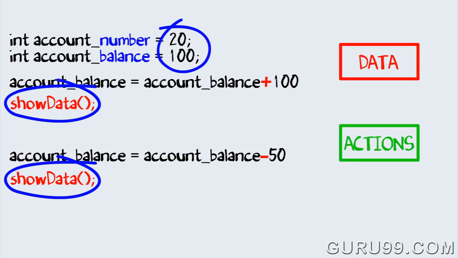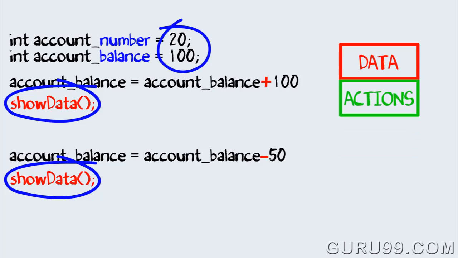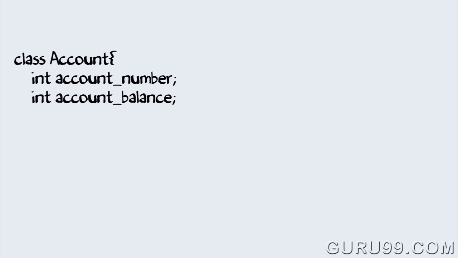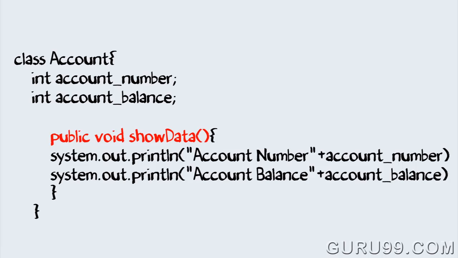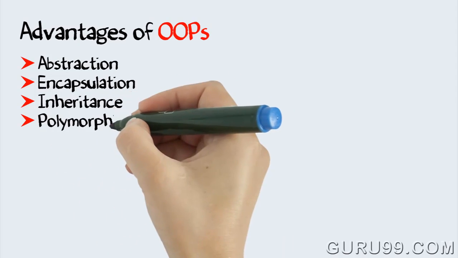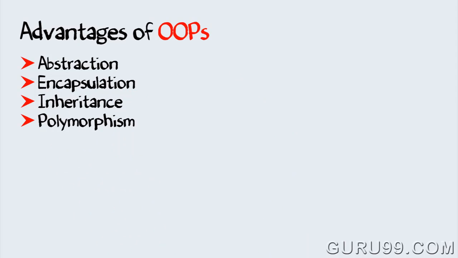Thought leaders in software development came up with an idea to combine data and actions together. Hence the birth of object-oriented programming, commonly called OOPS. The same code in OOPS will have some data and the actions to be performed on that data. By this combining of data and action, we have several advantages over structured programming, namely abstraction, encapsulation, inheritance, and polymorphism. We will learn them in detail in succeeding tutorials.